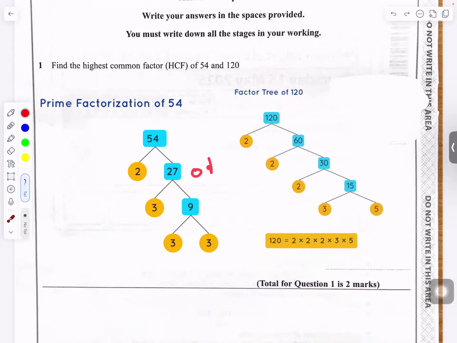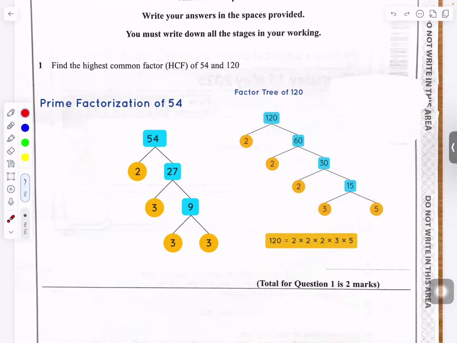27 is an odd number, so I would use a 3. 3 times 9 is 27. 9 is an odd number, so I'll try 3, 3 times 3. So the prime factors are 2 times 3 times 3 times 3. 120 is an even number, so I'll use half, 2, 60, and then 60 is even, so split them. So that's the prime factors of 120.